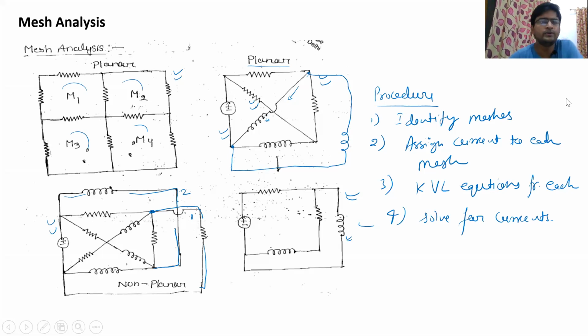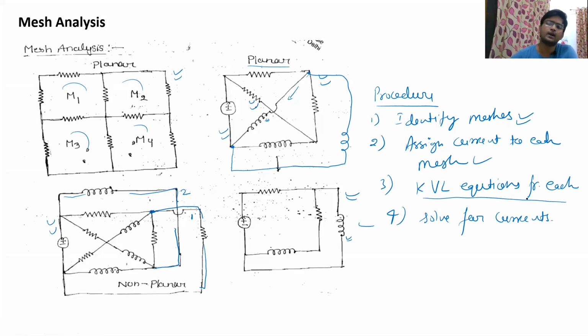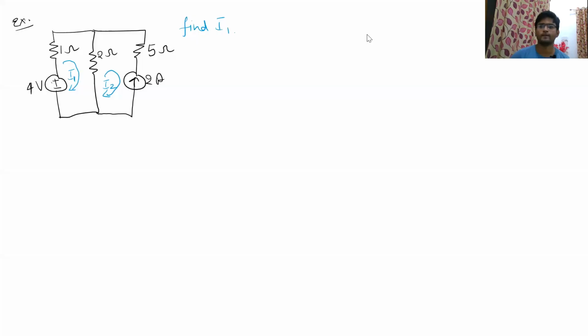So how do we do our mesh analysis for a given circuit? We first identify the total number of meshes in that particular circuit, and then we assign a current to each of the meshes, and then we solve KVL equations for each of the meshes. And now using these KVL equations, we can get the mesh current values, and this will give our solution. So we can understand the mesh analysis much better using a practical example.